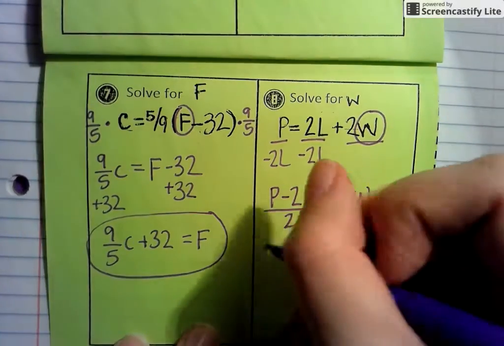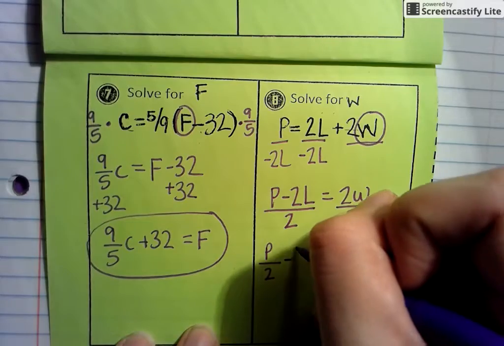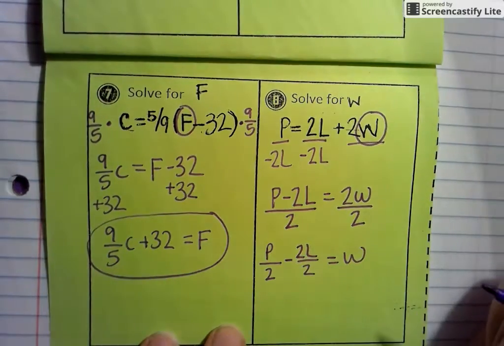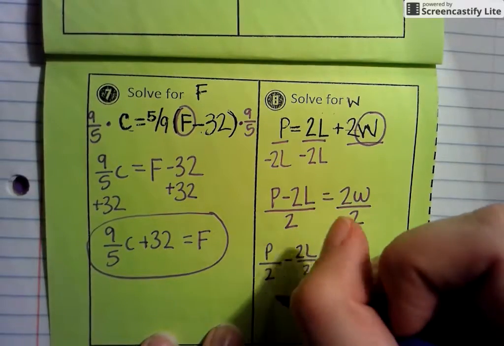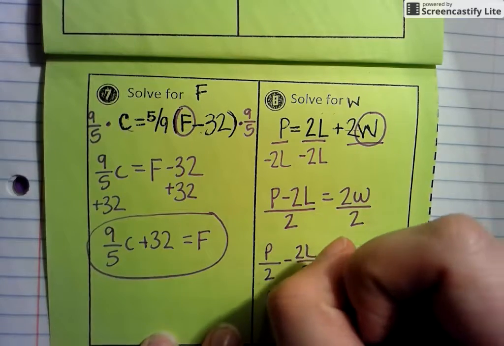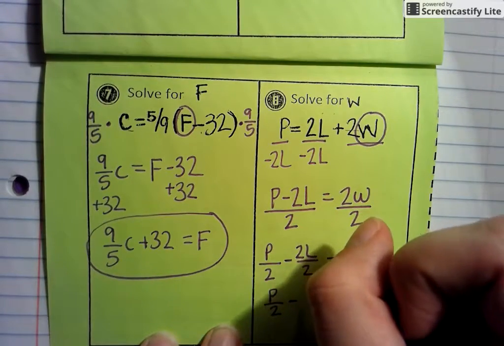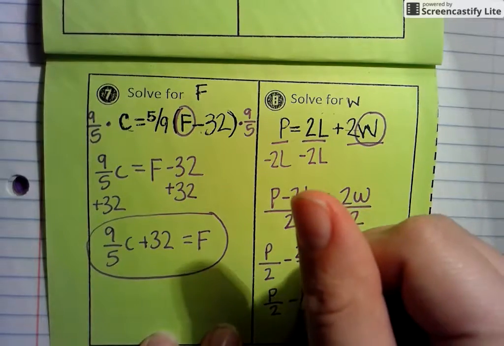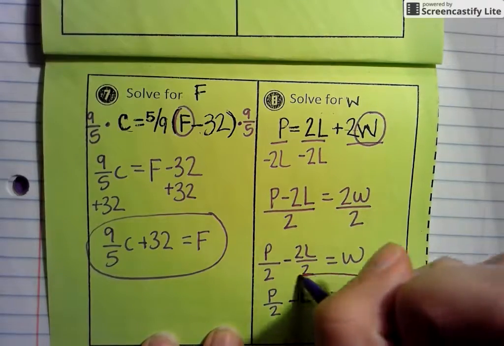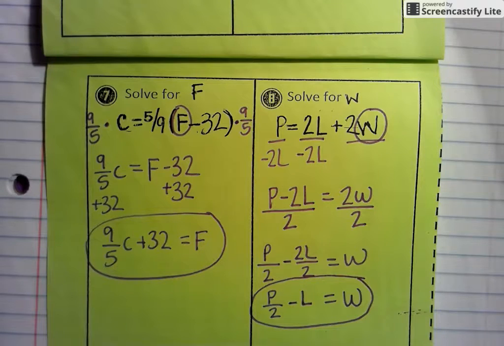You can look at it as p divided by 2 minus 2L divided by 2 equals w. So p minus 2L, this is going to cancel, so I have p over 2 minus L equals w. So that would be my final answer. I'd circle it, and I got w by itself.